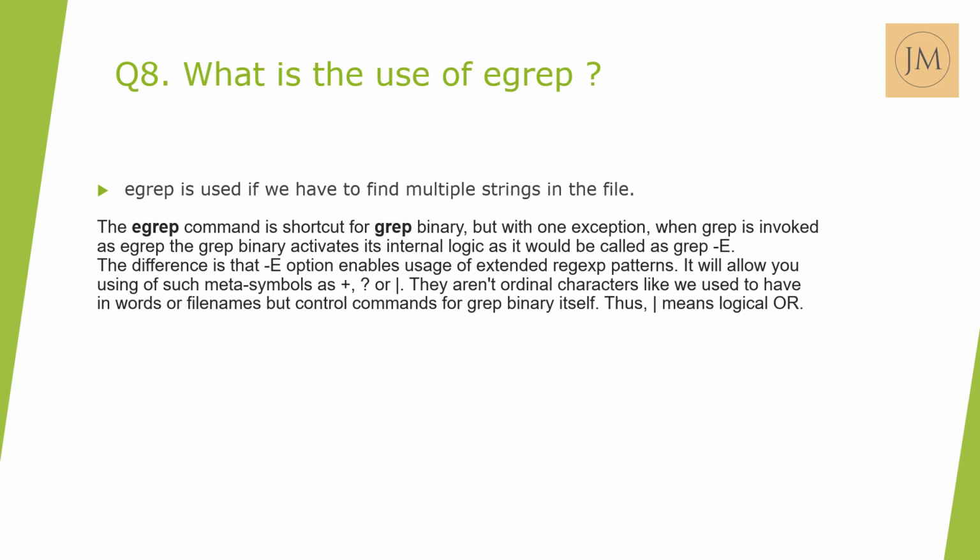The difference is that the hyphen e option enables usage of extended regular expression patterns. It will allow you to use such metacharacters as well. They aren't ordinary characters like we used to have in words of file names, but control commands for the grep binary itself. Thus, pipe means logical.